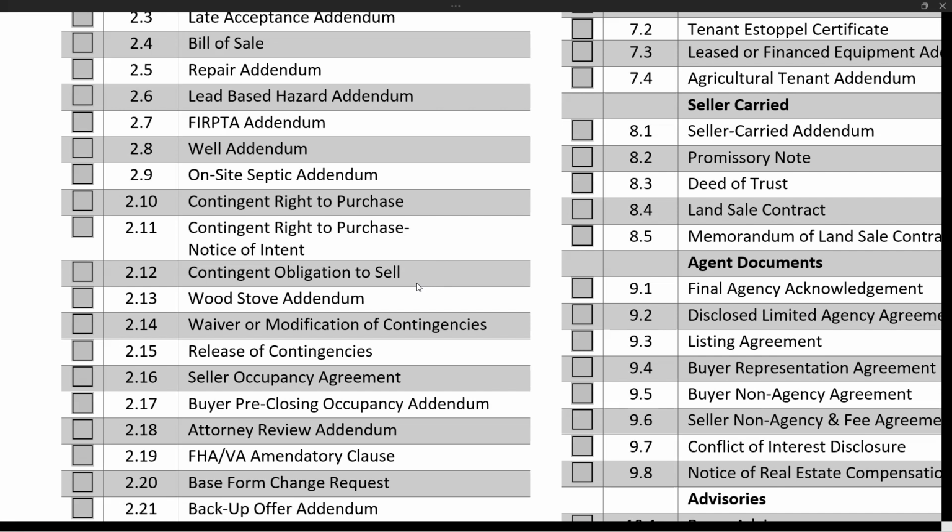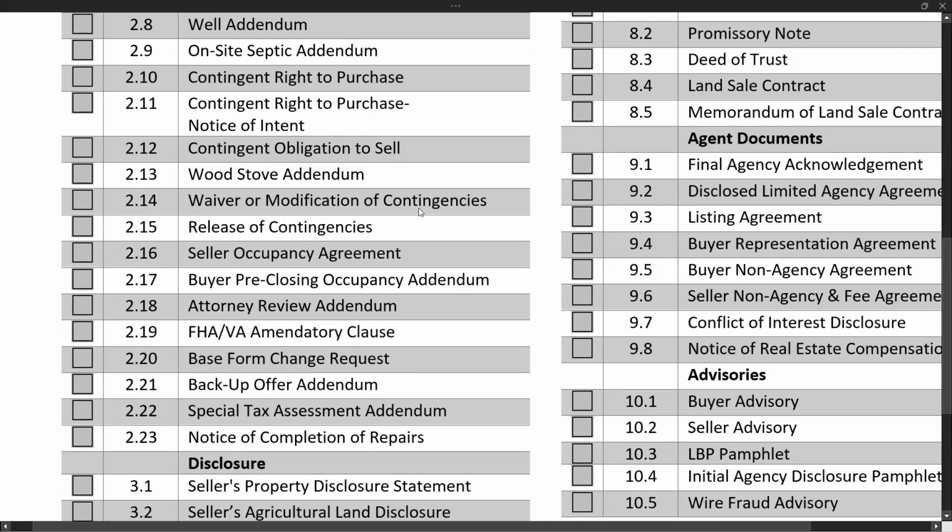2.12, the contingent obligation to sell, is for a seller to essentially find a replacement property before they move forward with a transaction. The wood stove addendum is what you do if you have a wood stove on the property. That is, in any case, if there is a wood burning stove that is not a pellet stove, not an antique stove, or a wood burning insert into a fireplace, in either of those cases, you need to find a certification for it. If you can't find the certification, it must be destroyed under Oregon law. The wood stove addendum is to facilitate that structure of destroying or otherwise certifying the wood stove.